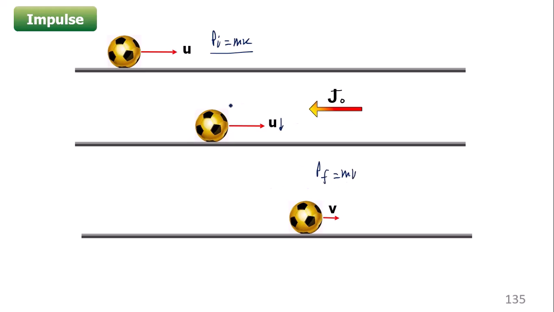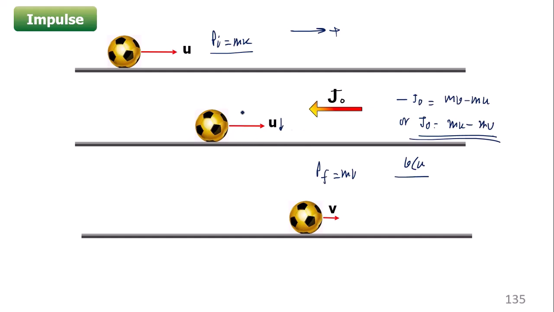Okay. Now since it is a vector quantity, I should use the proper notation over here. So the impulse acting over here is minus j naught. Why? Because I am taking this side as the positive. So minus j naught is the impulse, and that should be equal to the final momentum minus the initial momentum, so m v minus m u. Or I can say j naught should be equal to m u minus m v. It clearly says that the final velocity v is less than u.